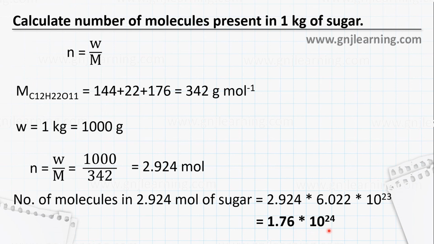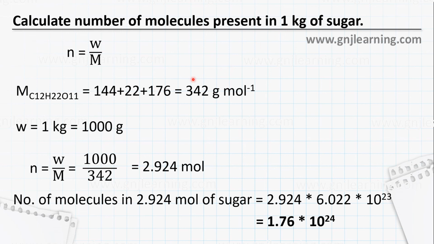So this many molecules will be present in 1 kilogram of sugar. If they are asking the other way around, providing the number of molecules and asking for the weight, you divide this by the number in 1 mole, so you will get this many moles, and we know the molar mass. If you multiply this with the molar mass, you will get the mass, that is 1 kilogram.